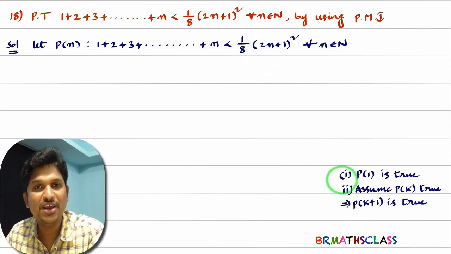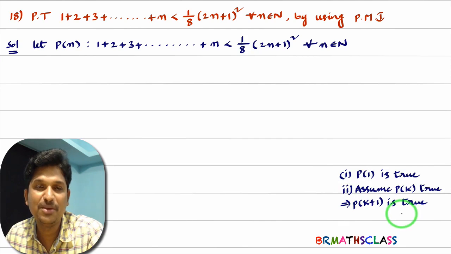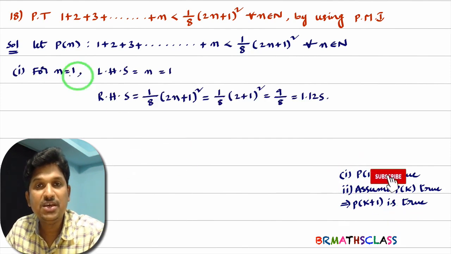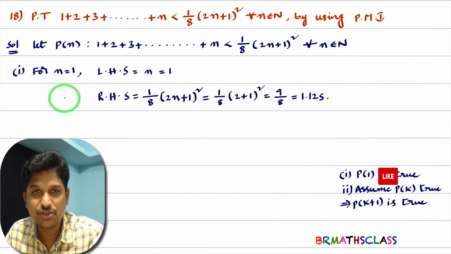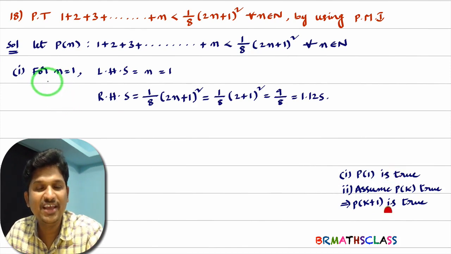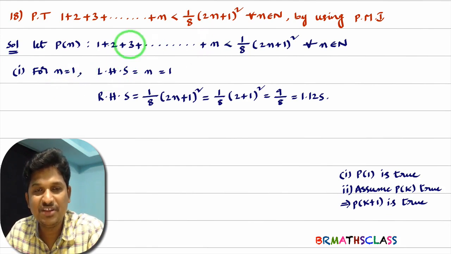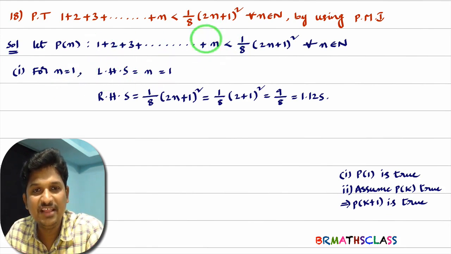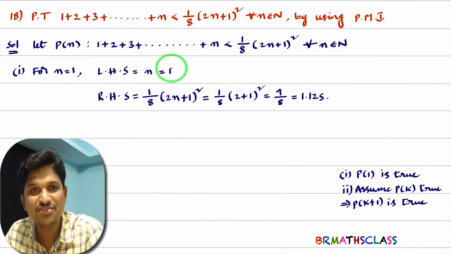First one, P of 1 is true. Second one, by assuming P of k is true, you need to prove P of k plus 1 is true. First, I'll prove P of 1 is true. To prove it, I considered n equal to 1. Here, I am calculating the left hand side part of this statement. I just considered this nth term. In place of n, I wrote 1. So, I got LHS is 1.